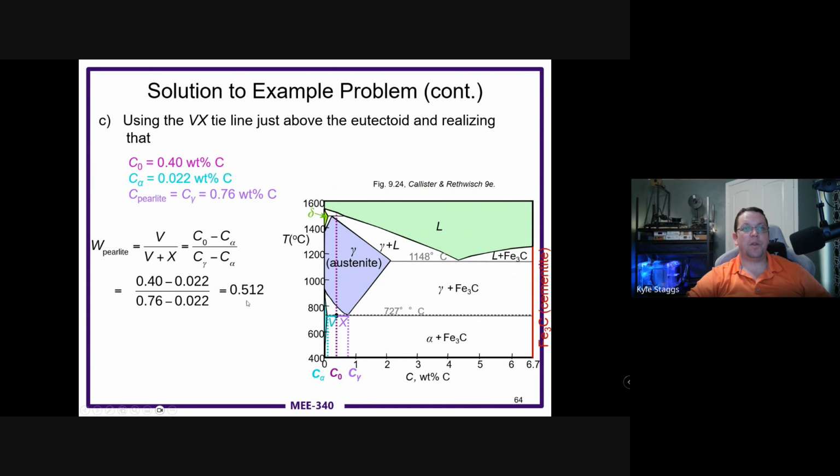So our weight fraction of pearlite actually ends up being pretty substantial. A lot of pearlite formation, not very much cementite left. We get a lot of pearlite formed in that process. So figuring out the amount of pearlite is that same 100 grams times the pearlite fraction. Same ratio, 51.2 grams of pearlite in a 100 gram sample at this particular composition.